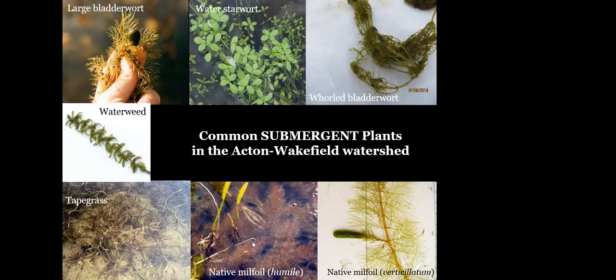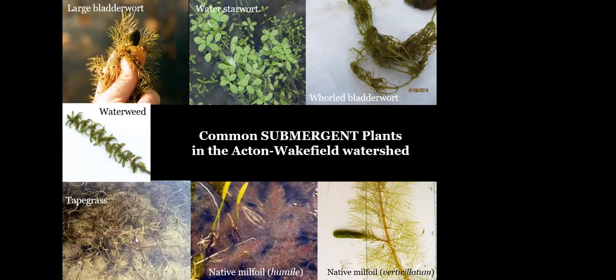The one in the bottom middle here is native humuli. It tends to have a reddish brownish color to it. And this one only grows about a foot tall, so it's often not noticeable and it often doesn't grow very dense. So that's just another native.